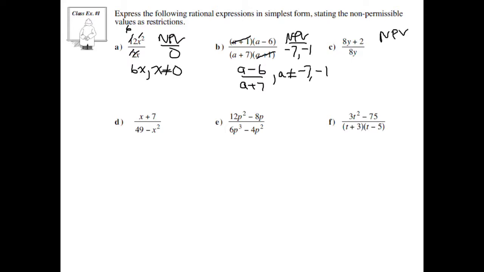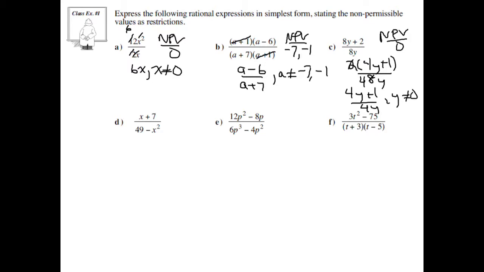Looking at c, again, our denominator is already in its fully factored form. Our non-permissible value is 0. We do want to factor our numerator of c so that we can see whether or not there's a common factor. To factor the numerator, the common factor in both those terms is 2. So I'm going to factor the 2 out, which has me with 4y plus 1 over 8y. 2 will go into 8 4 times. So simplified, it'd be 4y plus 1 over 4y, where y cannot equal 0.